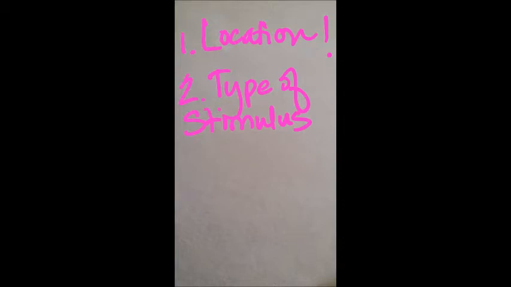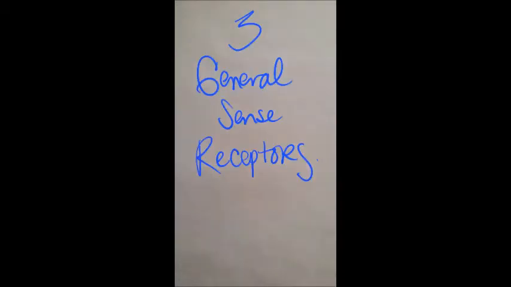When it comes to science, everything is easily understood when it's classified, and there are but 3 ways to classify sensation from the general senses. The first is by their body location. The second, the type of stimulus they detect, and the third, the structural complexity.